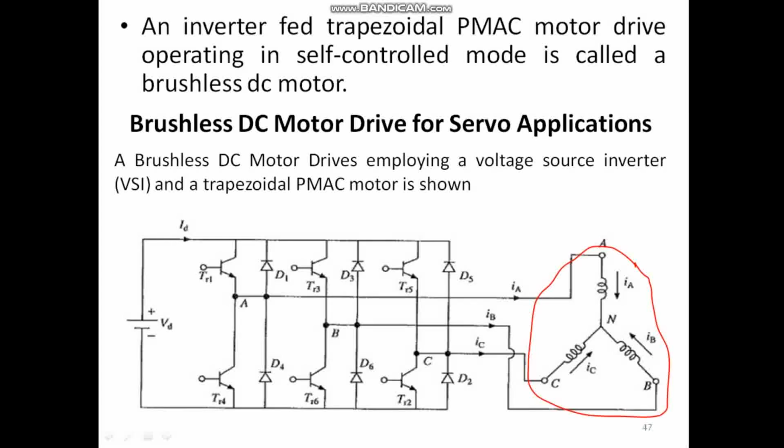Okay, so the stator windings are star connected. It will have the rotor position sensors. I have not shown it in this figure, but rotor position sensors are there. So you just analyze this figure, I'll give you the explanation. I'll go to the next slide.